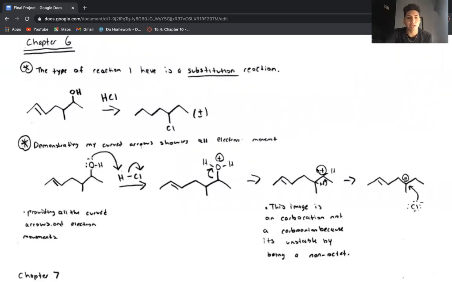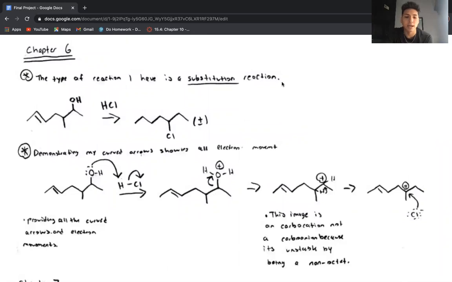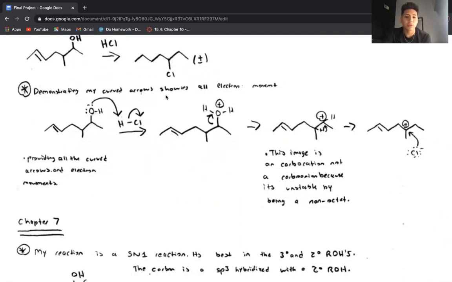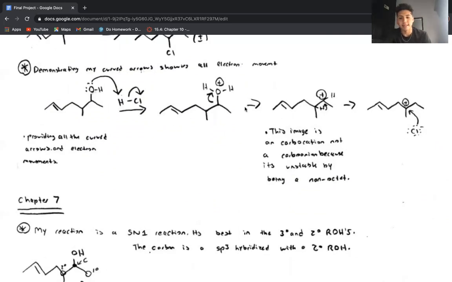Chapter 6. The type of reaction I have is a substitution reaction. Here is a demonstration of a substitution reaction. Demonstrating my curved arrows showing all electron movements, I provide all the arrows showing how all my electrons are moving around. And this species right here is a carbocation, not a carbanion, because it's unstable by being a non-octet.